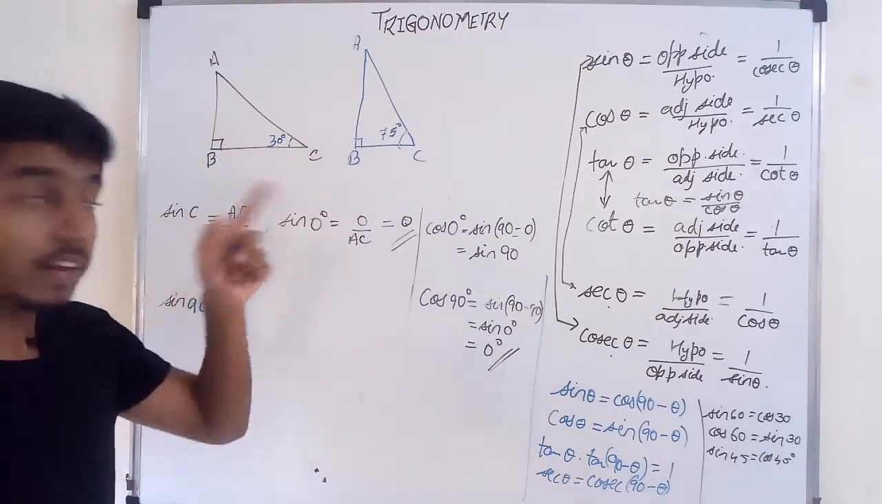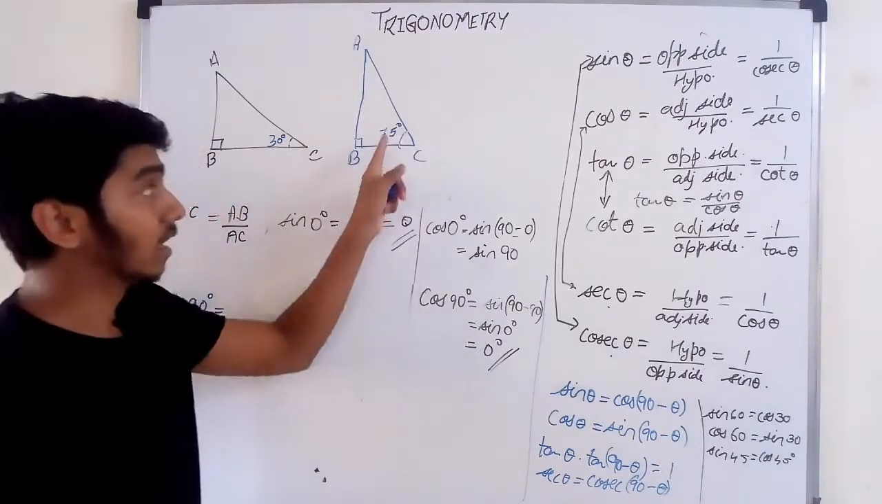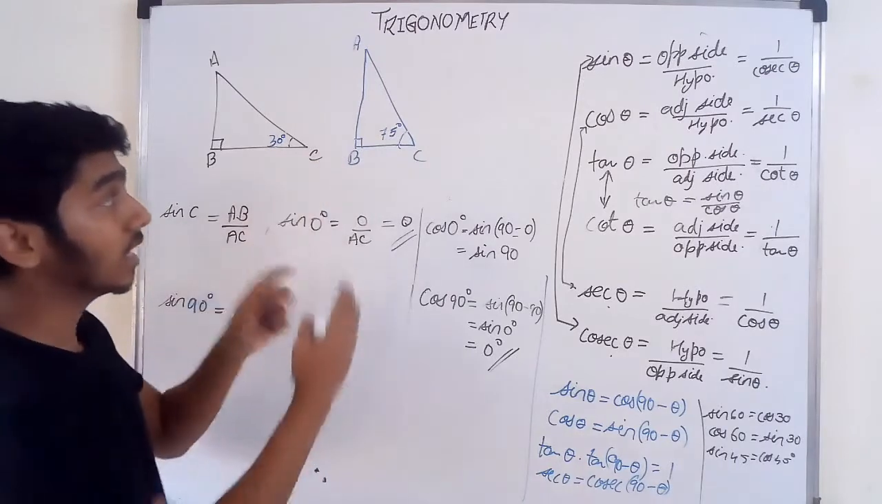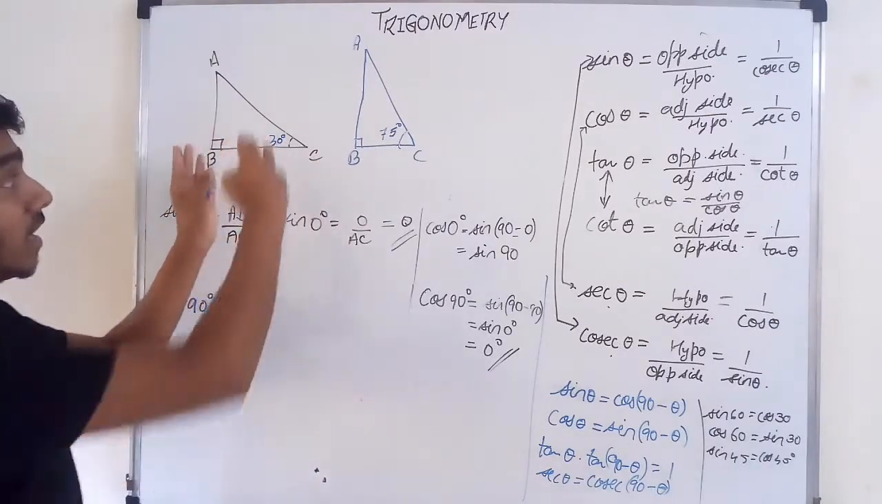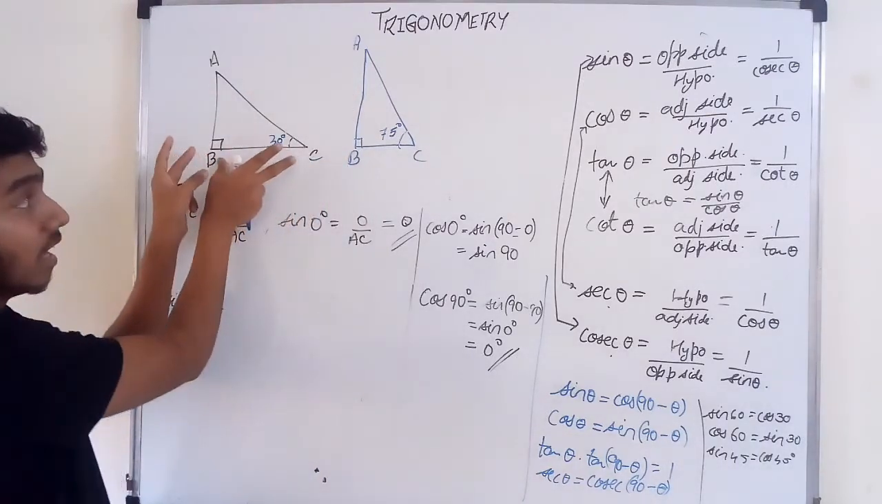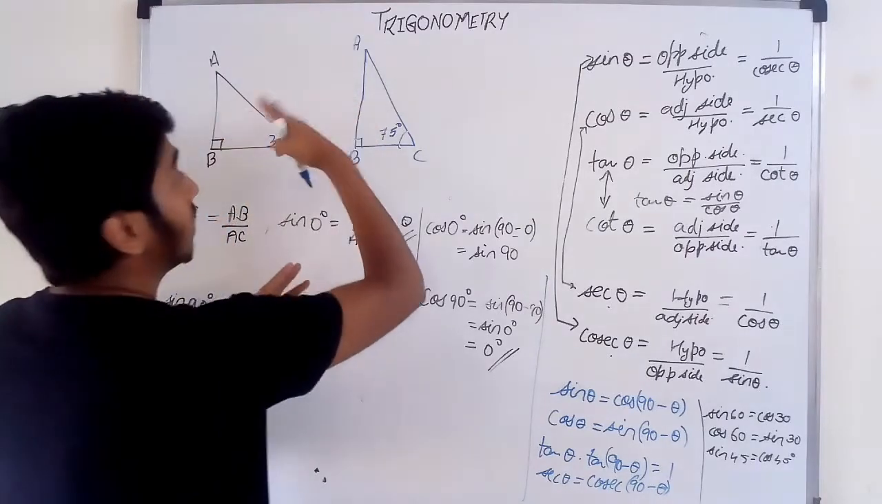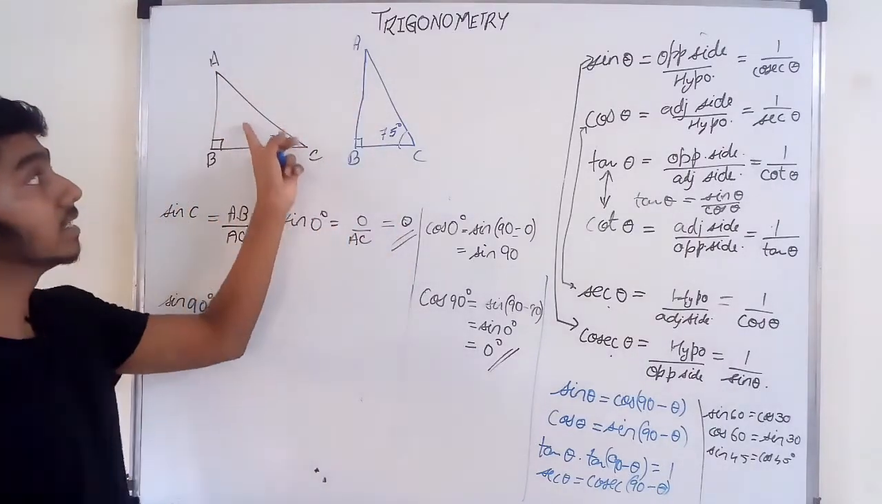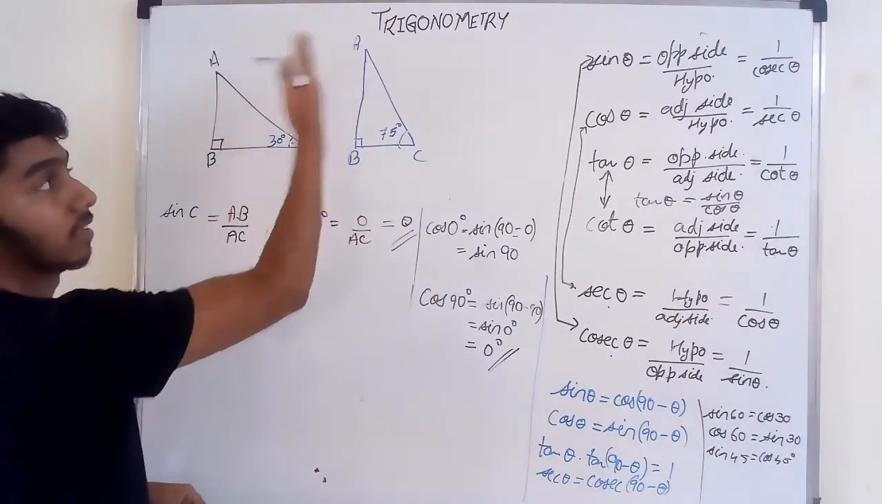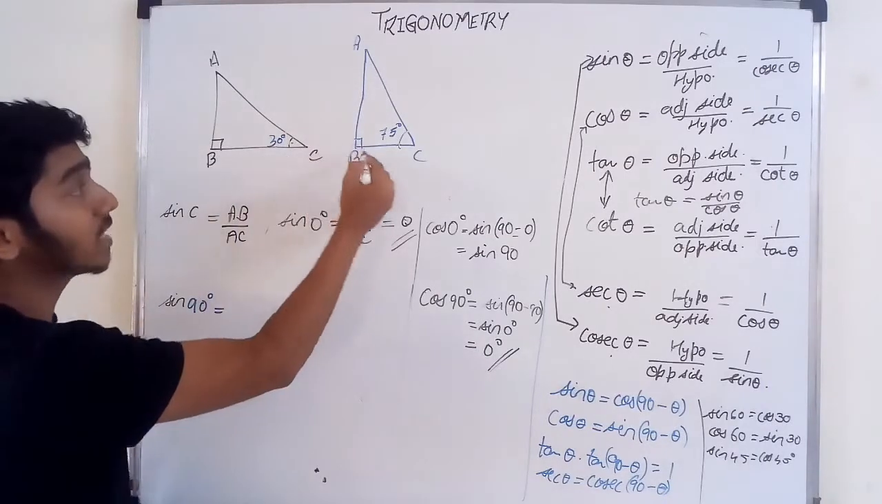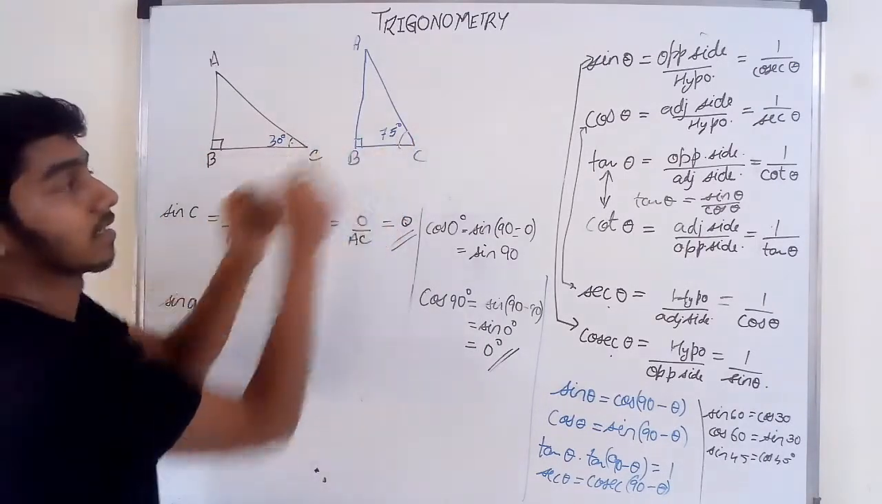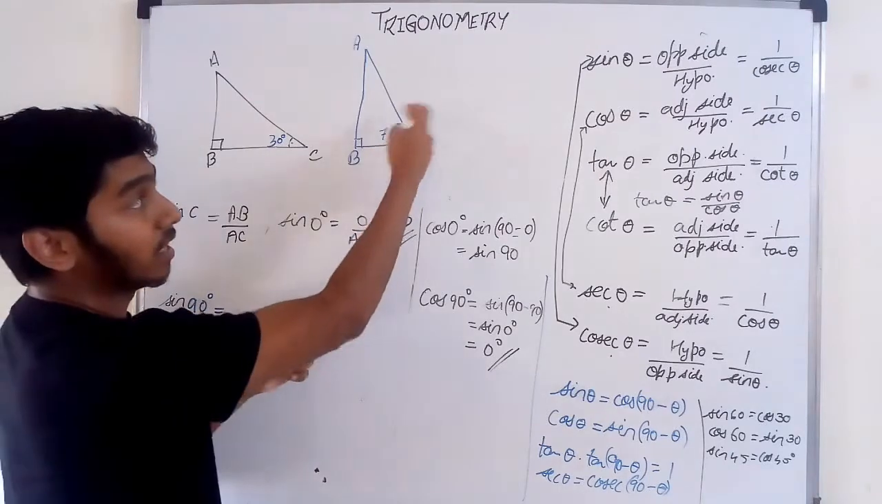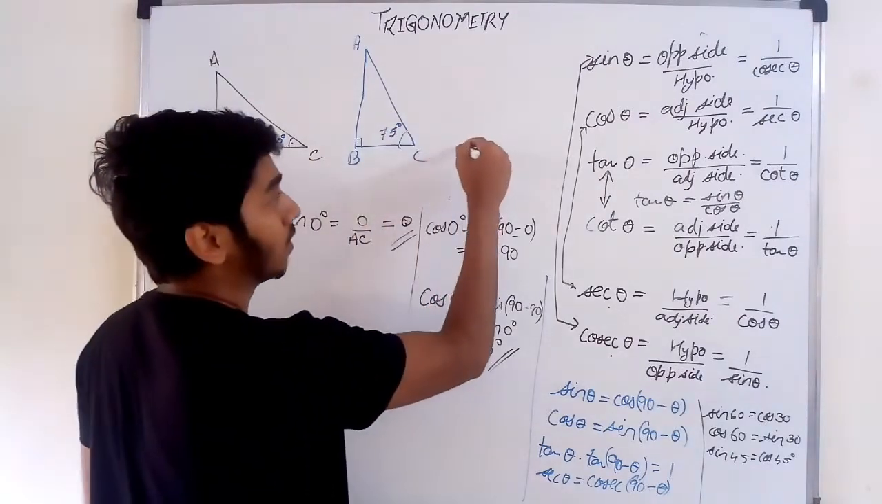Now we are making this 90 degree. What are we doing? We are extending, so when we are increasing this angle like this, what is happening? The side is decreasing. Same way, if we increase this furthermore, what will happen?